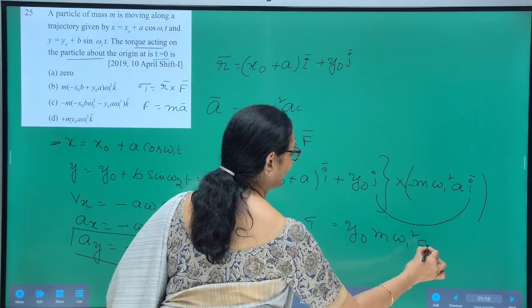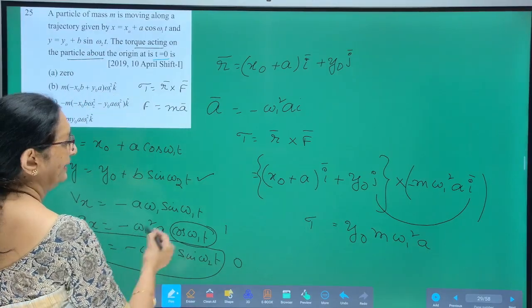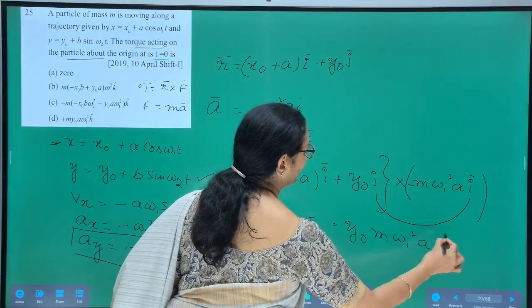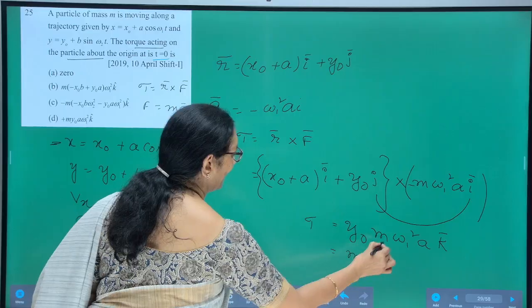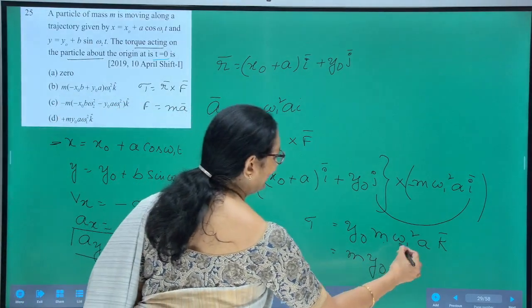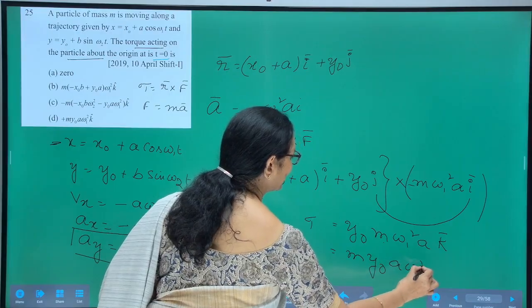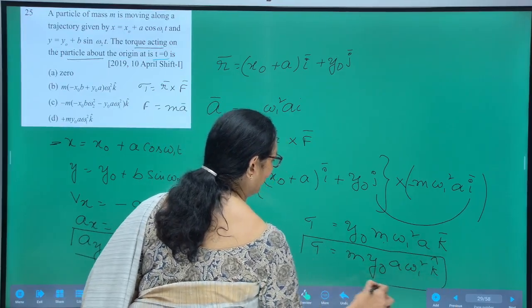So, torque is equal to y naught m omega 1 square a into k bar. See how the options are given. Here it is given like this, m is written first: m y naught a omega 1 square k cap. That is the expression for the torque.